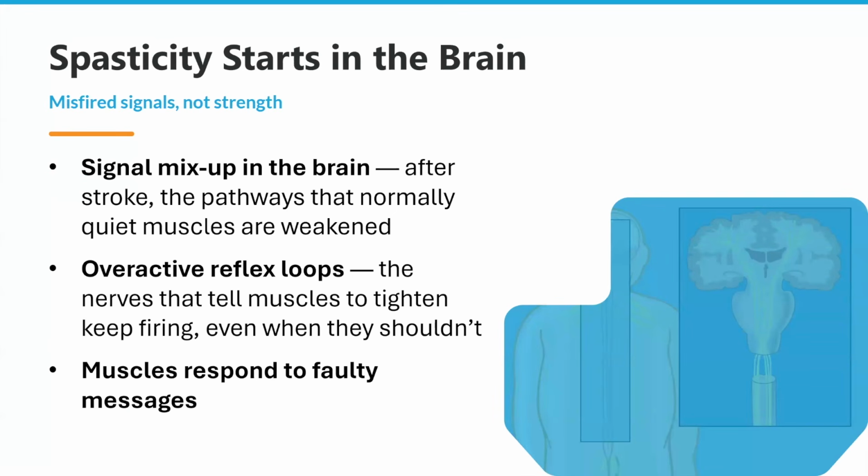All right. So as I said, the problem is not in the muscle. It's in the brain and the nerves that control how that muscle responds. After a stroke, the pathways that normally quiet and calm down muscles are weakened, which creates these overactive reflex loops. The nerves that tell muscles to tighten then keep firing, even when they shouldn't. I like to explain it this way to patients: the brain is sending unclear messages, the spinal cord is overreacting, and then the muscle is just responding to that faulty input, in a basic, almost oversimplified sense.